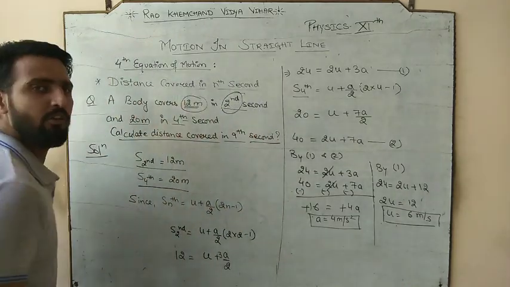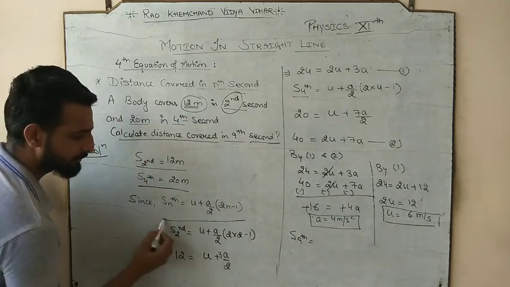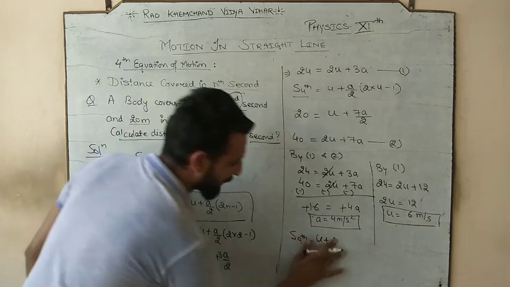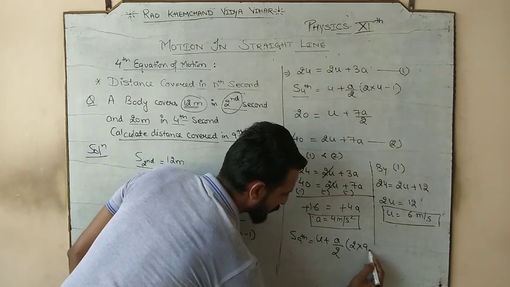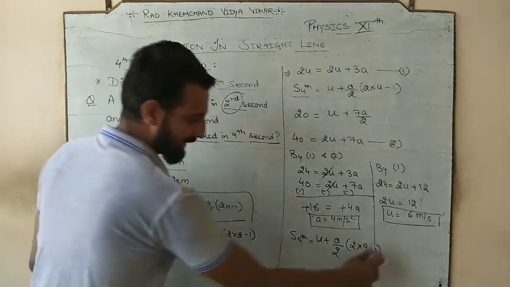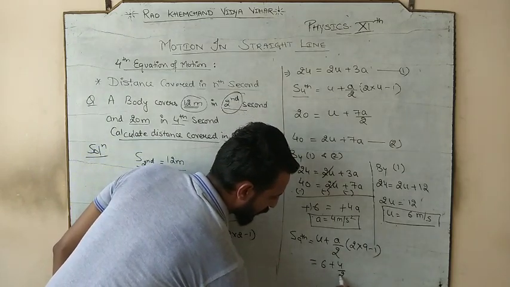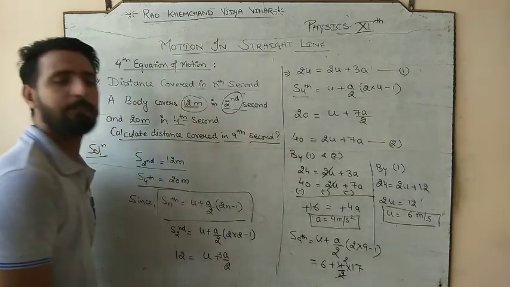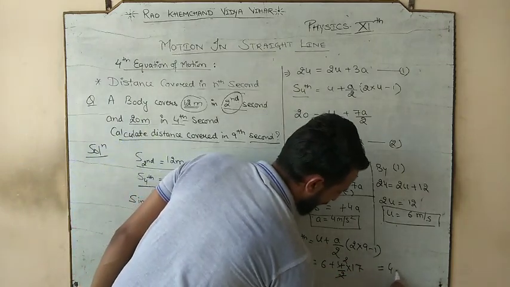And we have the formula for that, S9. We will use this formula again. It would become u plus a by 2 into 2n minus 1. So 9 2s are 18 minus 1, it would be 17. What is u? 6 plus 4 by 2 into 17. 2 and 17 2s are 34, and 34 plus 6 is 40 meter.